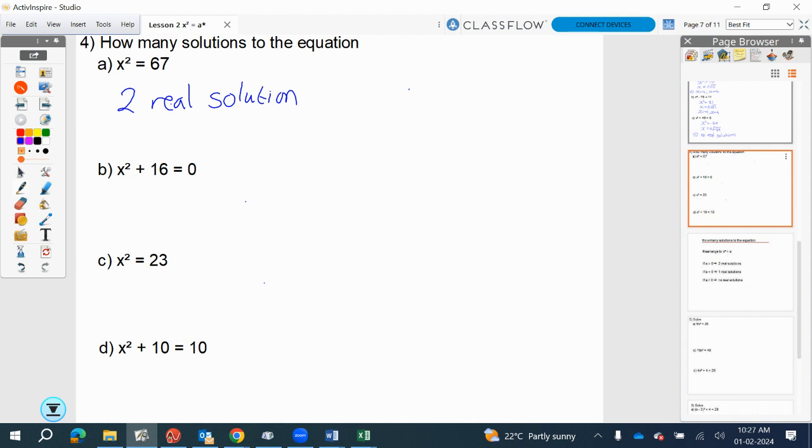Plus root 23 minus root. Excuse me. Oh, real.